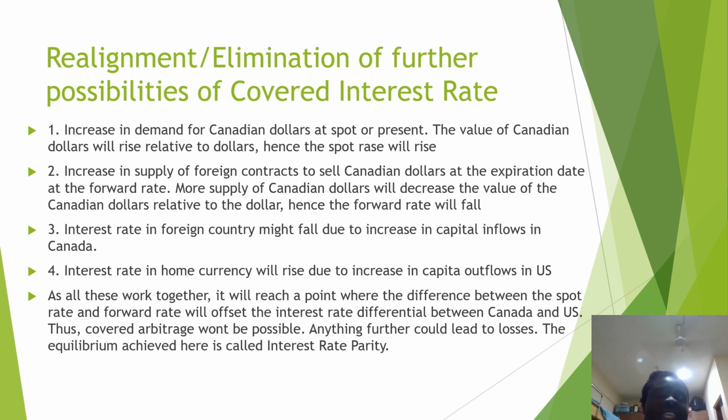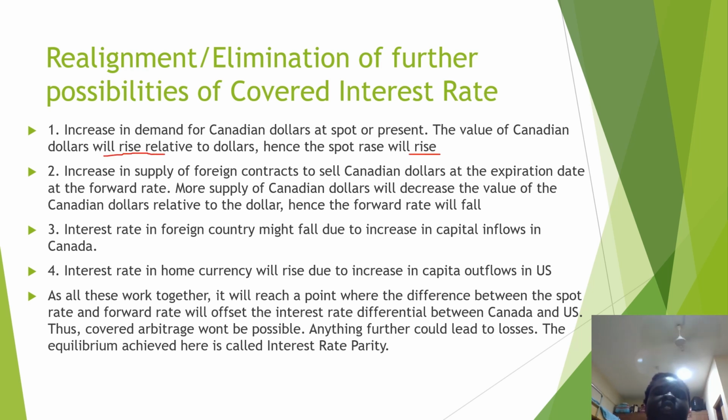So how do we realign or eliminate any further possibility of covered interest arbitrage? Market forces work together to do this. How does this happen? At the spot, first, there will be an increase in the demand for Canadian dollars, because people have seen that there's arbitrage in the market between interest rates. So more people want to get Canadian dollars and invest in Canada. There will be more demand for the Canadian dollars, and the value of the Canadian dollar will rise relative to the US dollar. Hence the spot rate is going to rise.